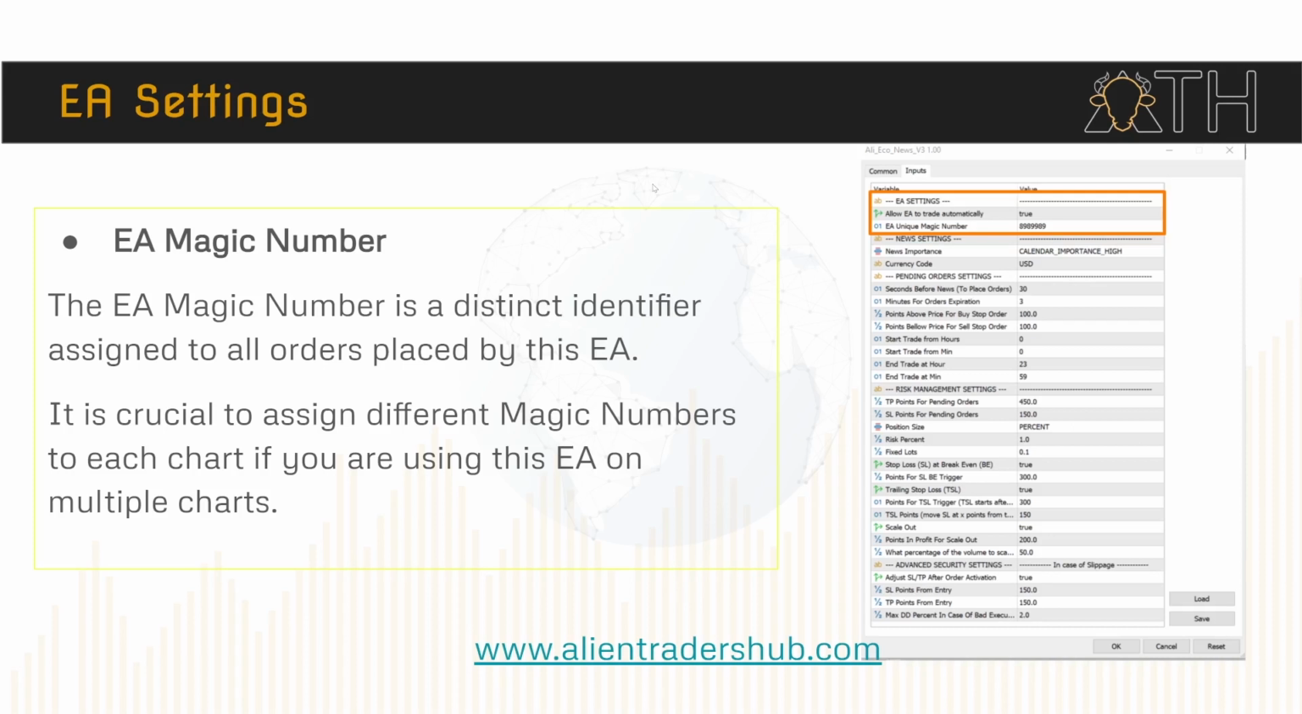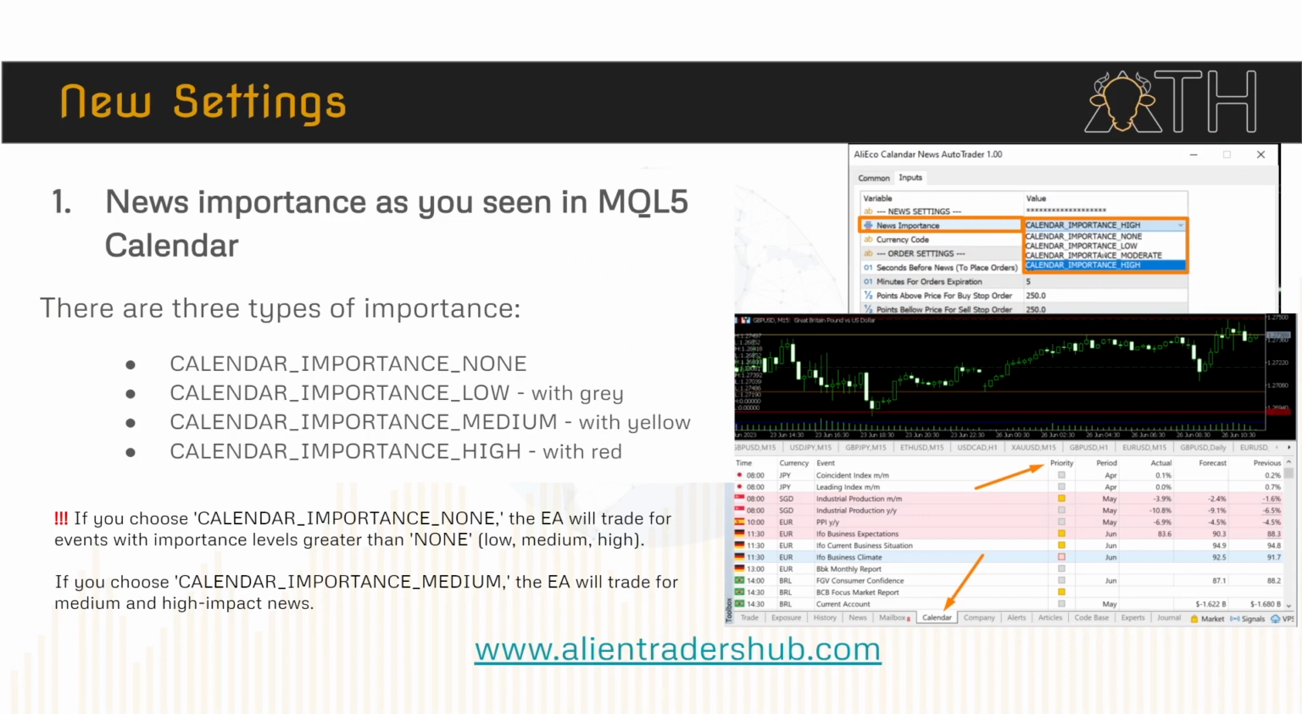So if you place the expert advisor on more than one chart, please set a unique number on each chart. News event section. Here you can choose the news event importance that you want to trade. I highly recommend you trade only high importance news. Be aware that the news importance is the one from the MQL calendar, which can be different from other calendars.